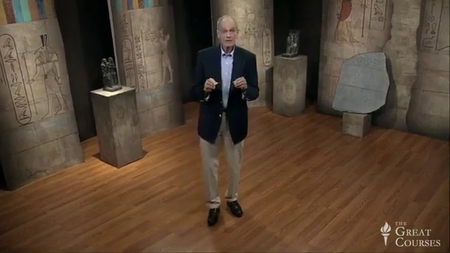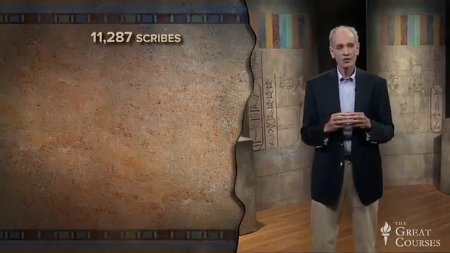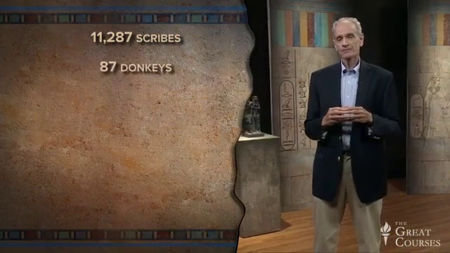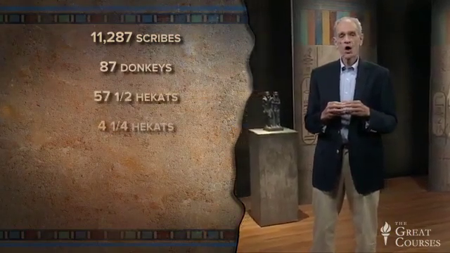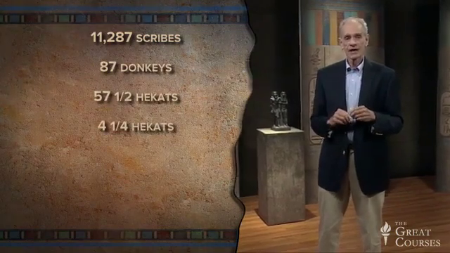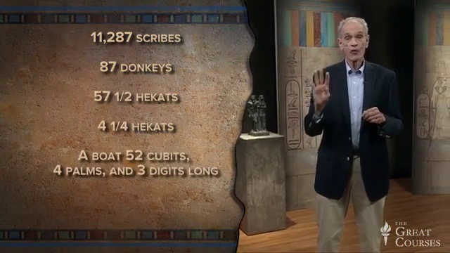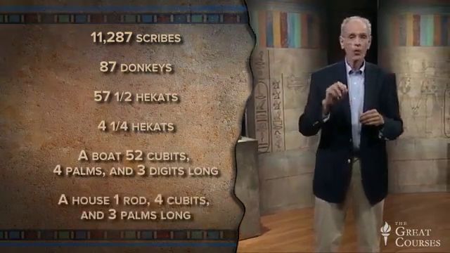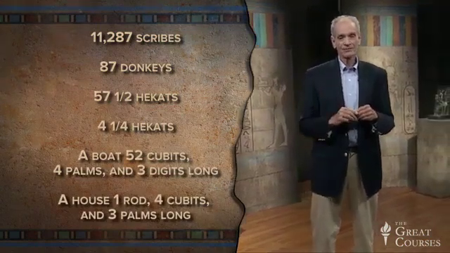So, let me give you a few examples to translate for homework. Try 11,287 scribes. Then do 87 donkeys. How about 57.5 hecats? And then 4.25 hecats. Next, let's try length. A boat, 52 cubits, 4 palms, and 3 digits long. A house, 1 rod, 4 cubits, and 3 palms long.